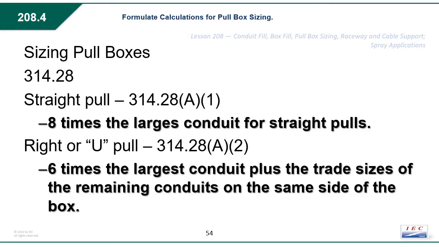Sizing of pull boxes. 314.28. You have 2 different types of pull boxes. These are for 4 gauge wire and larger, by the way. For straight pull, 8 times the largest conduit. And then for a right or a U-pull, 6 times the largest conduit plus the trade sizes of the remaining conduits on the same side of the box. And that's 314.28 A1 and A2.